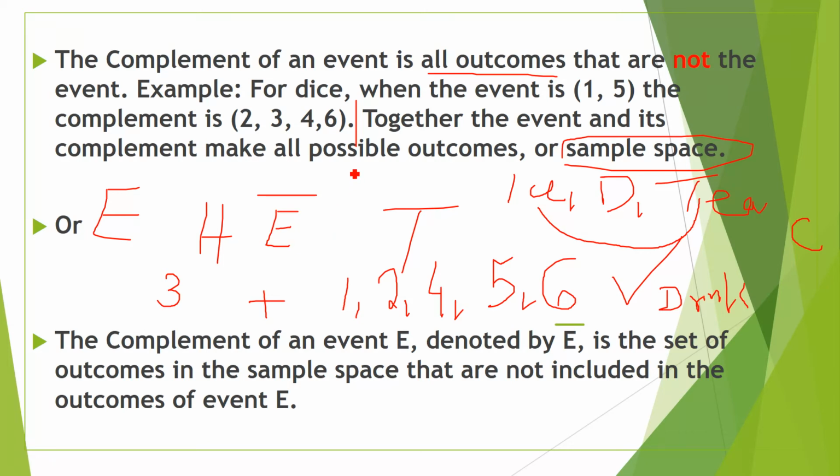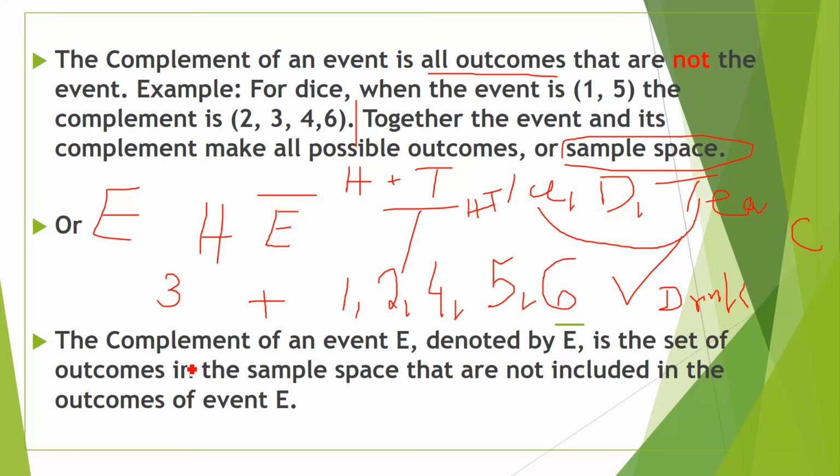If I say head is the event, what is the complement? Definitely only tail, because only one is remaining. If I add head and tail, there are only two possibilities, two outcomes of the coin, which are head and tail. This is called the sample space. So together, the event and its complement make all possible outcomes, or sample space.